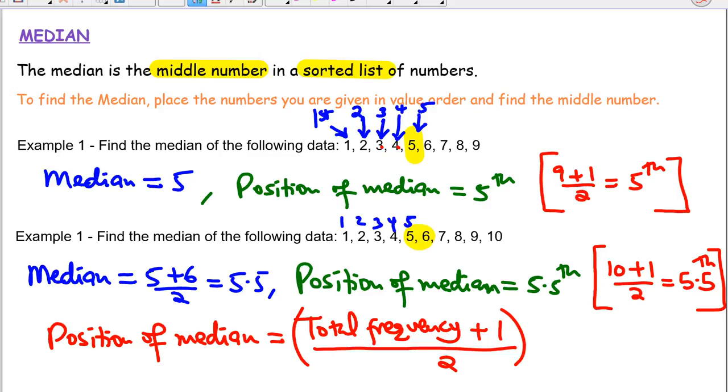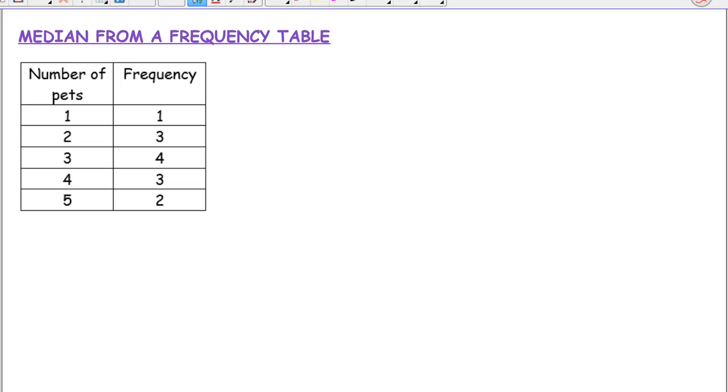You use this formula at the bottom here. Position of median equals total frequency plus 1, divided by 2. All right, why do we need that formula? Let's move on. If you want to find the median from a frequency table, we have to organize this information. Remember, we have to arrange it from the smallest to the largest.